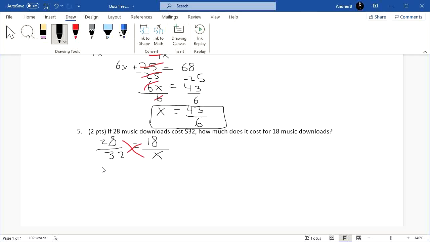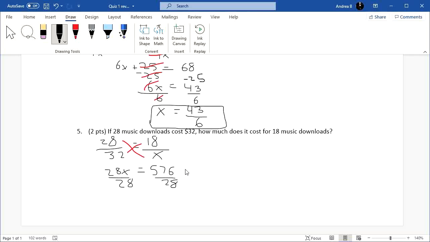So if we do 28 times x, that would just give us a 28x. And then on the right hand side, if we do 32 times 18, we get 576. And then once again, to finish getting x by itself, we want to divide both sides by that number in front of that x, so that way we end up with just a 1x, not 28x. To simplify that.